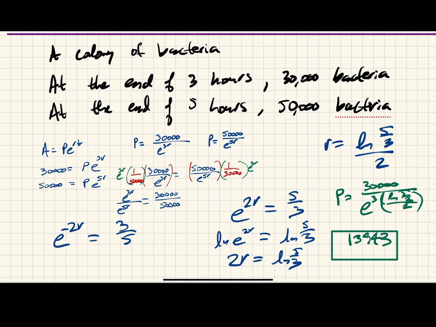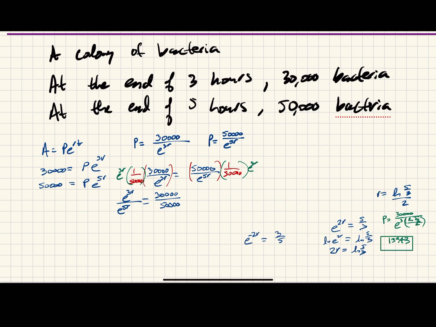Anybody get that number? 13943. And then you can check that by putting it in the other one, right? Make sure you get the same thing. So we have, tell me again what you said. You said we could have 50,000 be A. Yeah. And then 30,000 be P. Mm-hmm. And E to the 2R.